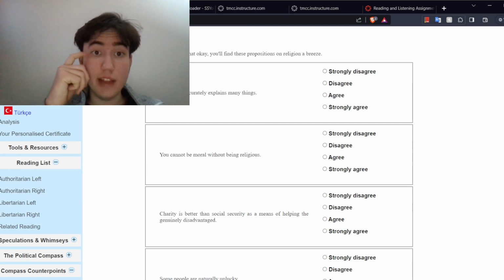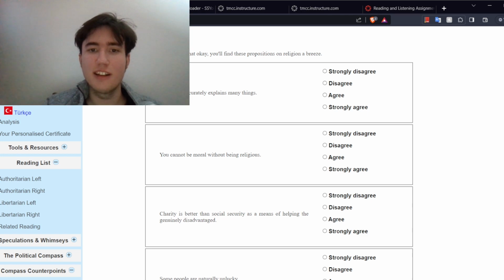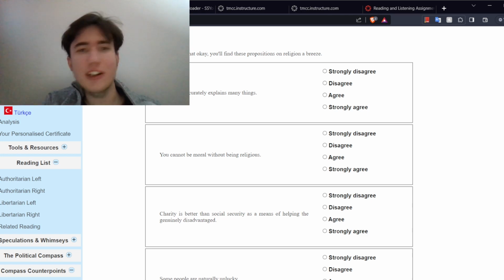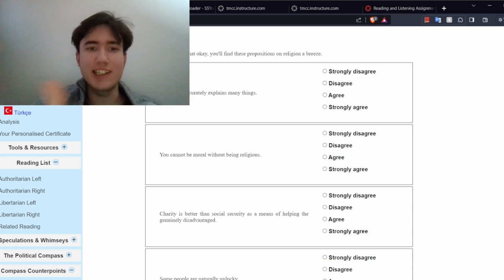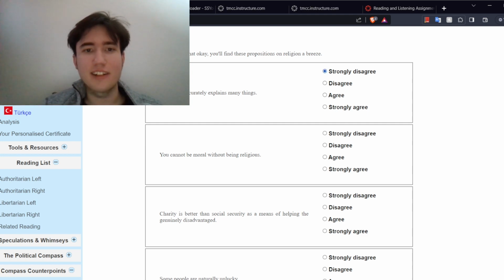If you got through that okay, you'll find these propositions on religion a breeze. Okay. Astrology accurately explains many things. This has nothing to do with politics. Nothing to do with politics. Like, this has absolutely jack shit to do with politics. This is like the most egregious one so far. Like, what is with these questions? What do they tell you about your position on these two axes that this guy laid out?